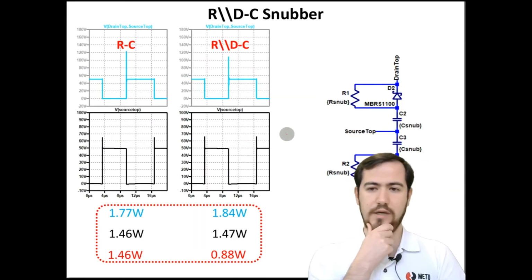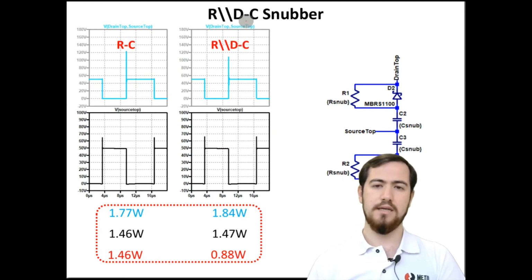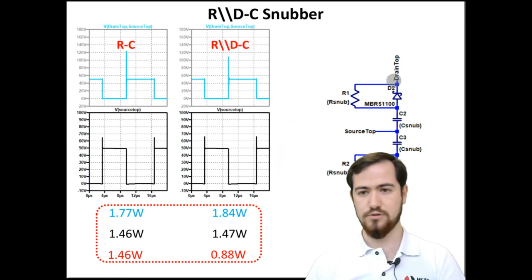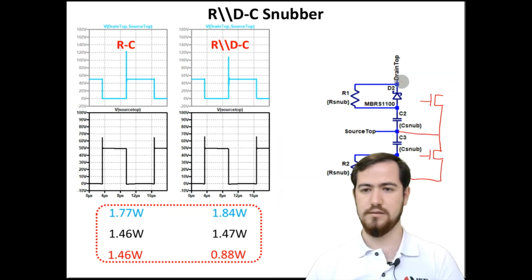So here we changed the snubber design with the R parallel D connected in series with the capacitance. Maybe just to clarify it, let's draw our MOSFETs, the switching components here. That is our one MOSFET, the high side one. Okay, and that is our low side MOSFET. So these snubber circuits are actually connected, such as this one.